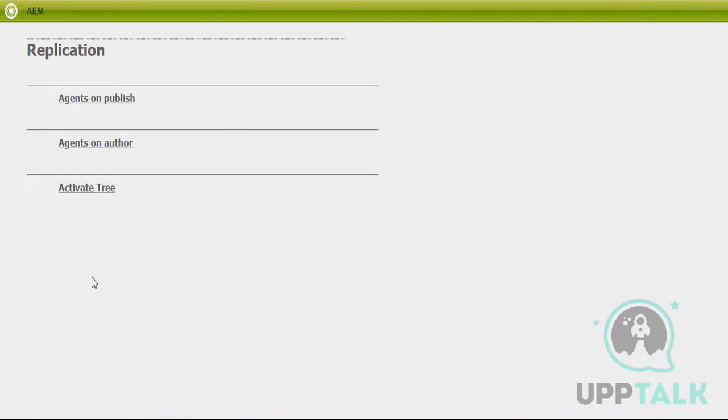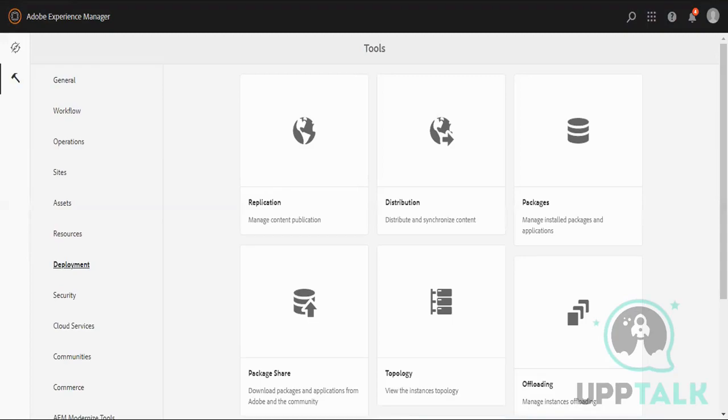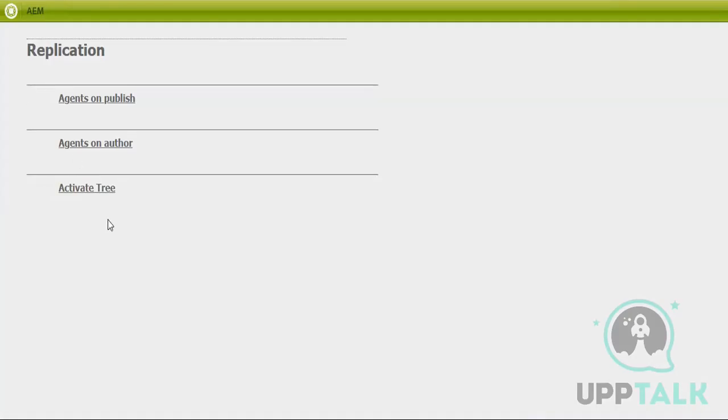Now, how would the agent get to know that these are all the publisher instances, that there are these many in number, and that they are running on these ports? So we have to define the configuration for the agents. The agents are configured over here. What we did is we went inside Deployment and Replication, and we landed on this Replication screen.